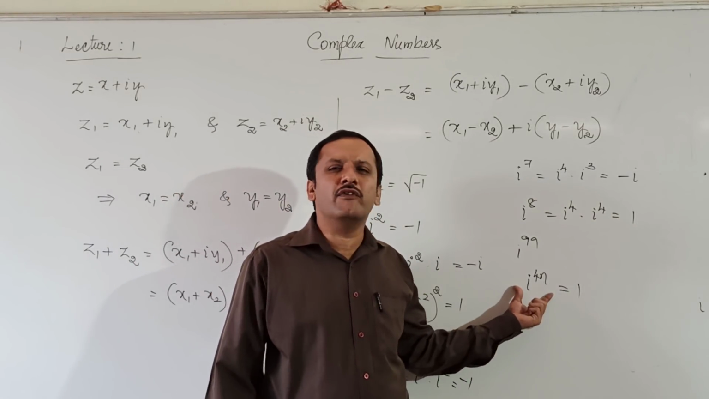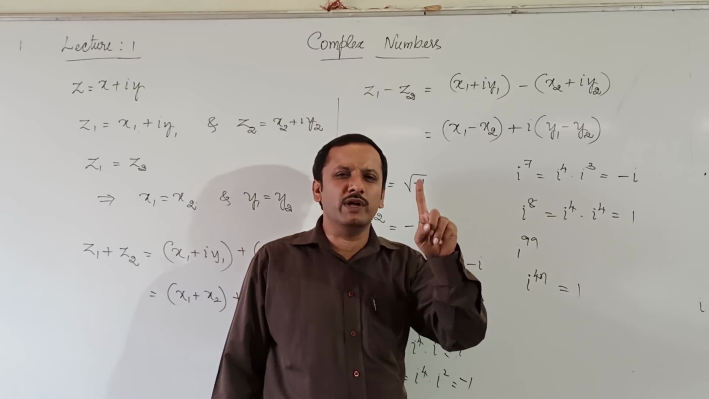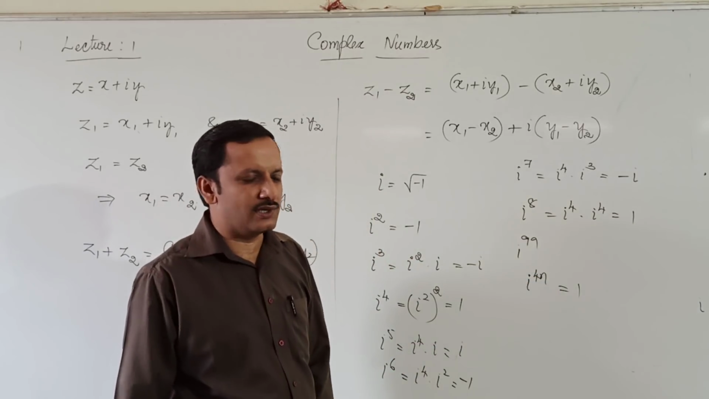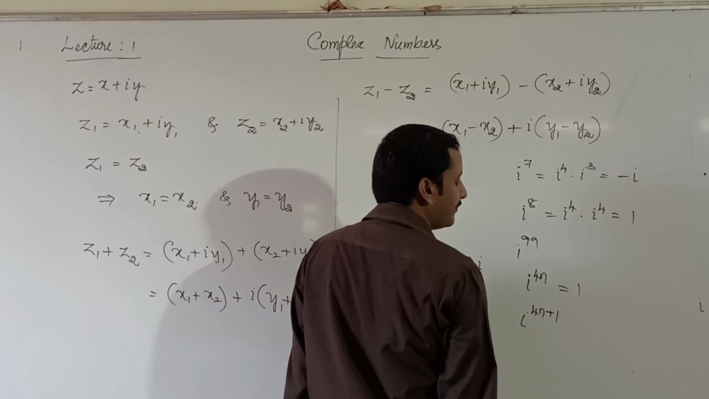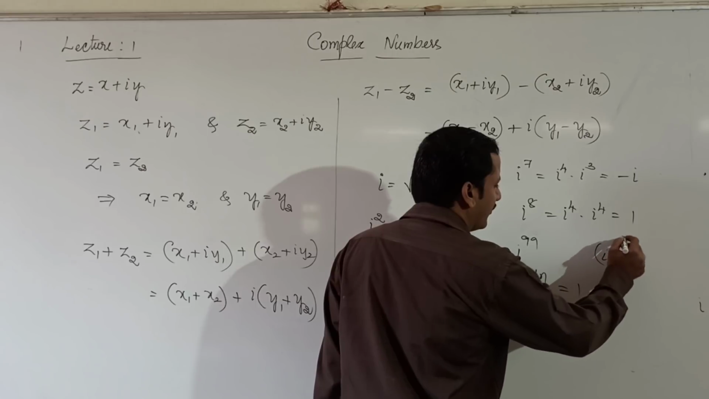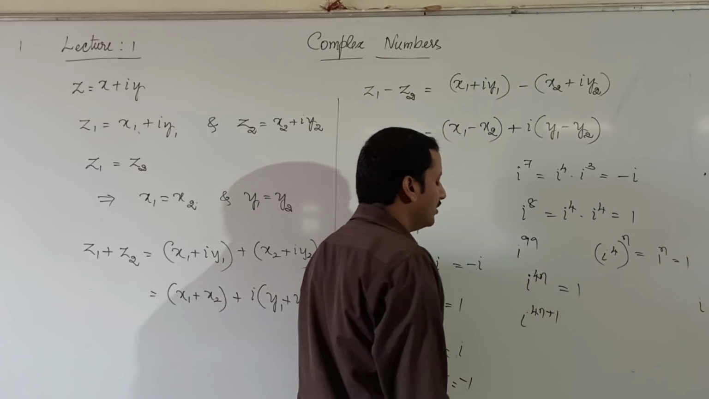How? i power 4n can be written as i power 4 whole power n. i power 4 is 1, and 1 power n is equal to 1, of course when n is a natural number. Say i power 4n, how do I write it? I write it as i power 4 whole power n. i power 4 is 1, 1 power n is equal to 1.